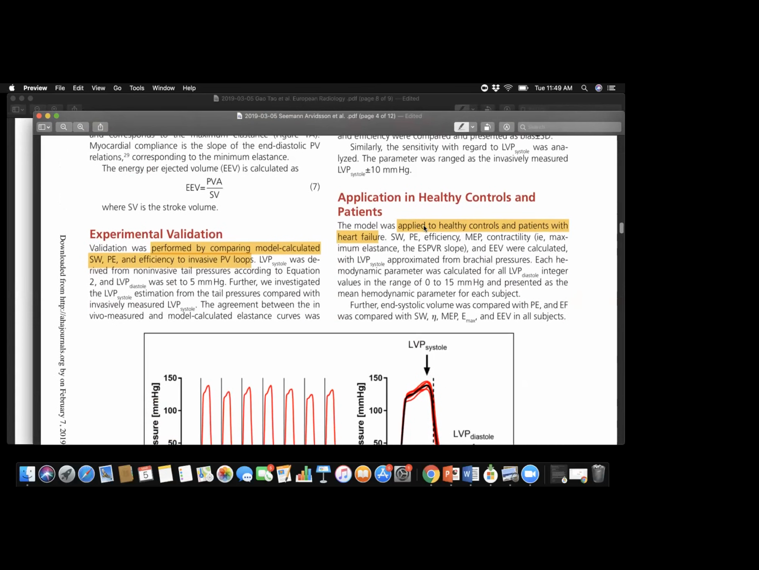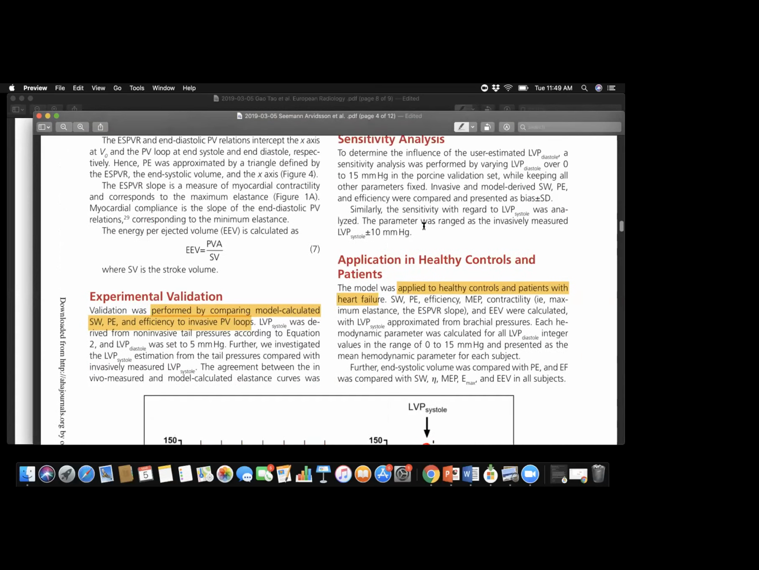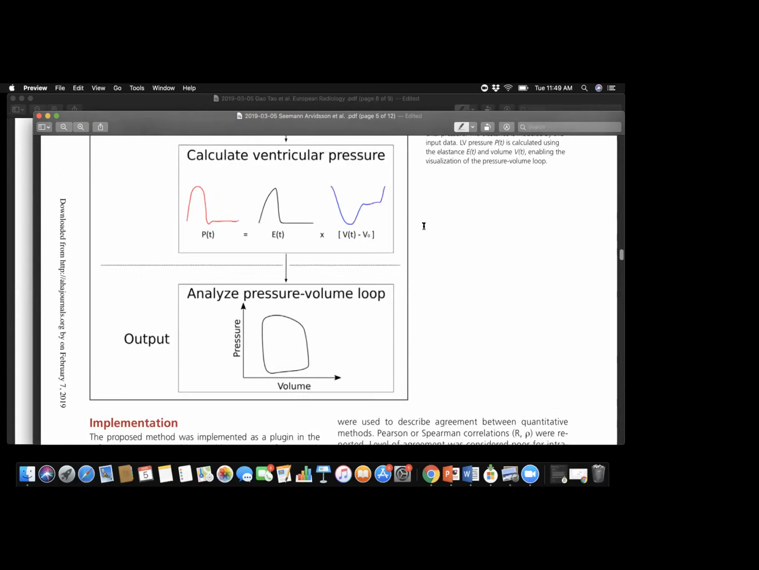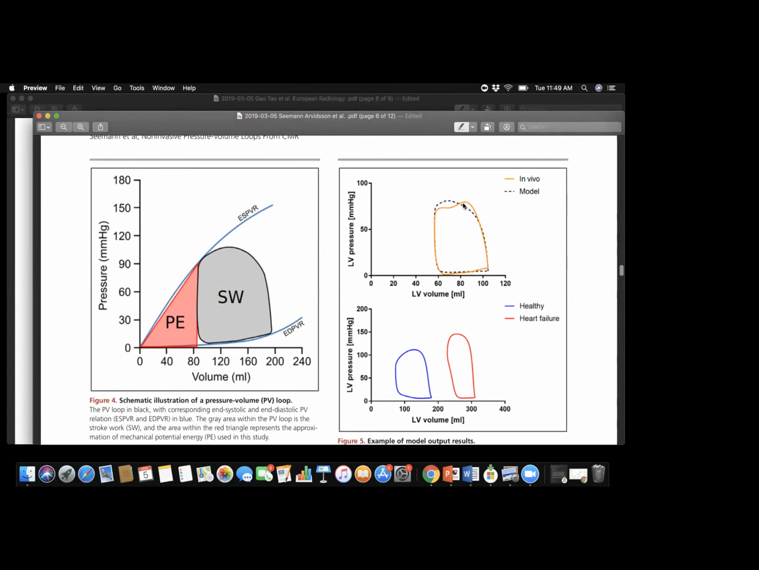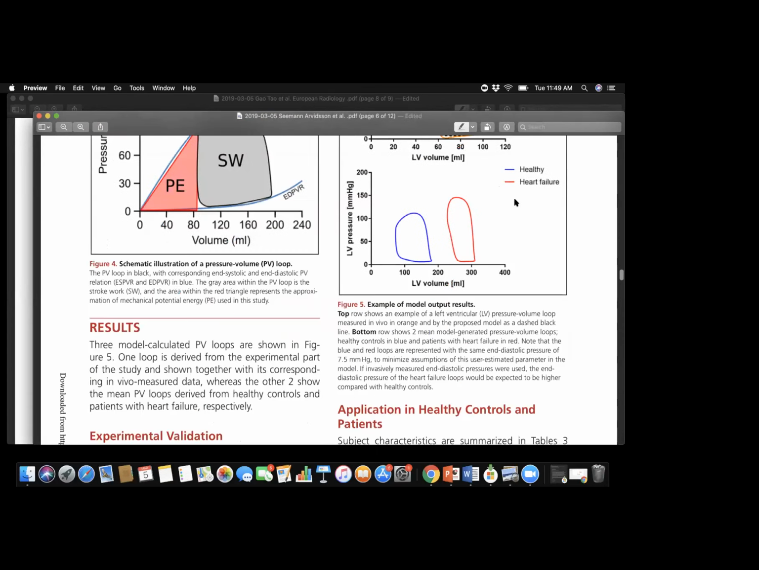So basically for the validation, they used different parameters from the experimental model, and then from the in vivo and their model. I'll show you the correlation. Looking at figure 5, you can see the PV model, and the in vivo in yellow, which is by invasive measurements, and they're on the dashed lines. It's a very nice correlation, very similar to each other.